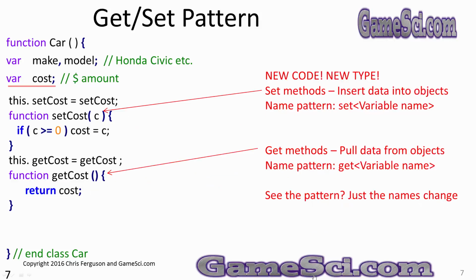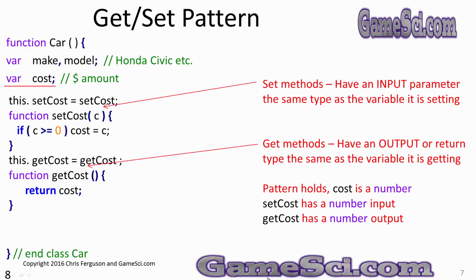New code, new type. We're now looking closely at the cost object variable. Here's our set method. Insert data into objects. Follows the name pattern. Set methods have an input parameter, the same type as the variable it is setting. Get methods have an output or return type, the same as the variable it's getting. The pattern holds. Cost is a number, so setCost has a number input.